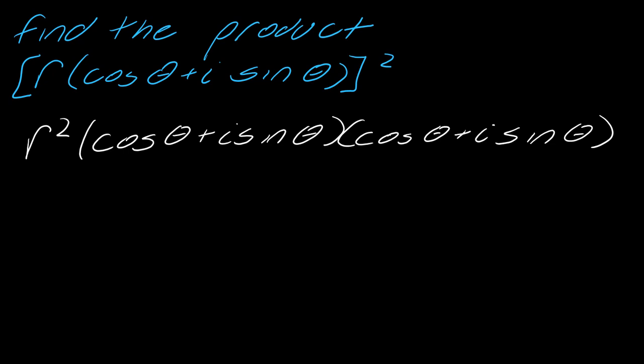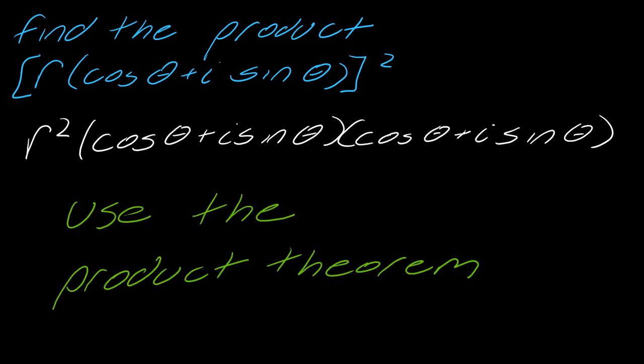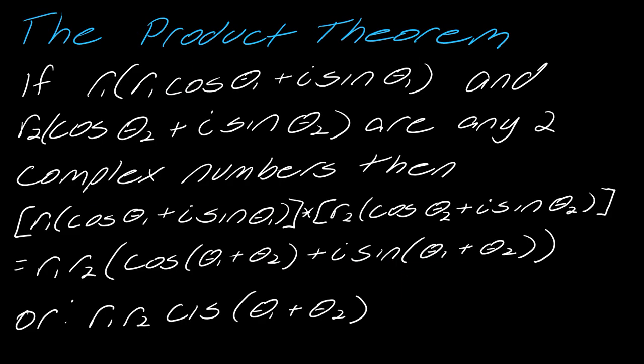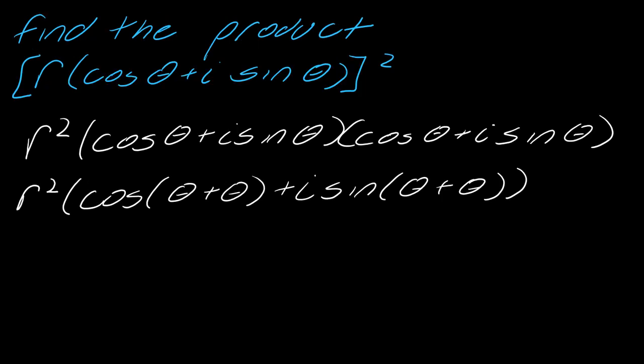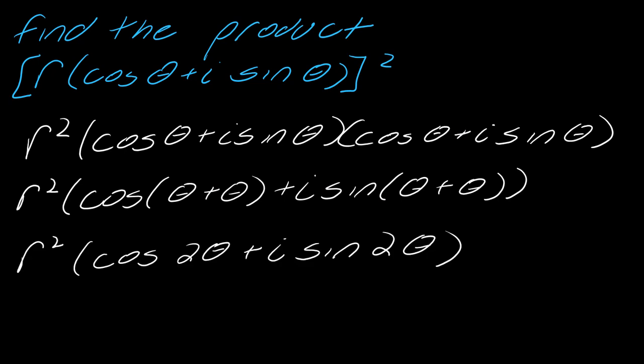And rather than having to FOIL it out, I can just use the product theorem. This is what one of my previous videos was all about, so I'm not going to go through this again. But to apply the product theorem, I would take the two degree measures, theta and theta, and just add them together. And so I get r squared times cosine 2 theta plus i sine 2 theta. But here's the thing. It turns out that this pattern, because there is a pattern, it continues.